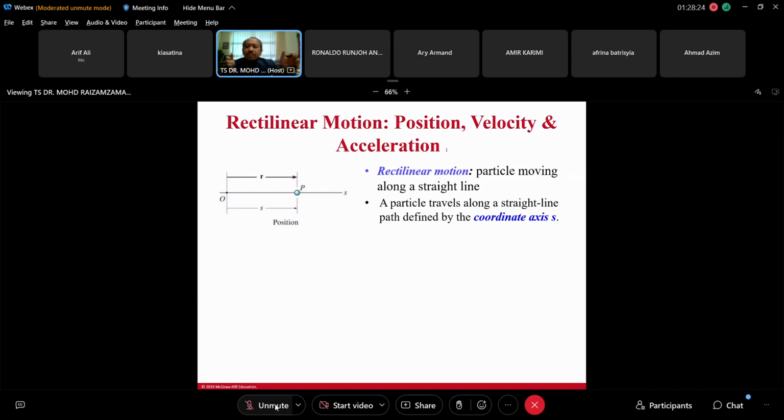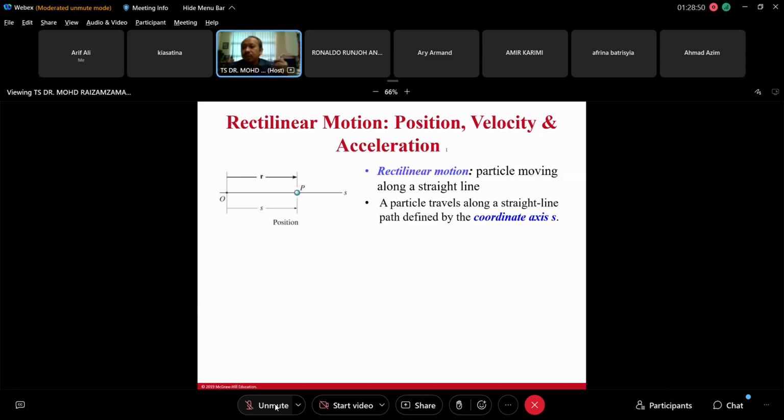So for this position, you can use any symbol. Some use the term X. If I'm moving in the Y direction, you use the term Y. Or you can use S for the scalar. You can use R for the vector components. Okay, so this is what we call the position. The particle travels along a straight line defined by the coordinate axis S or X, right?